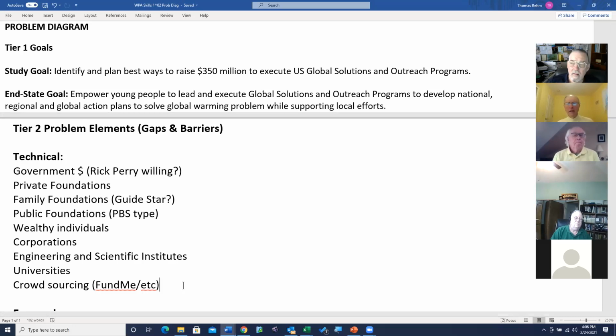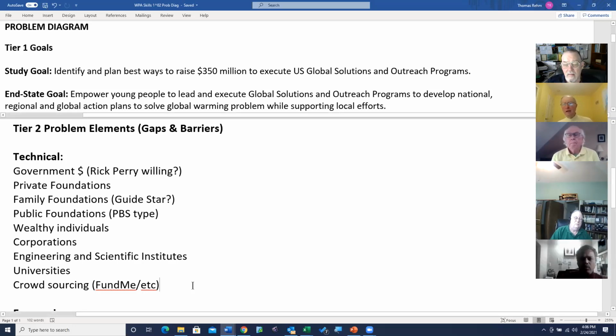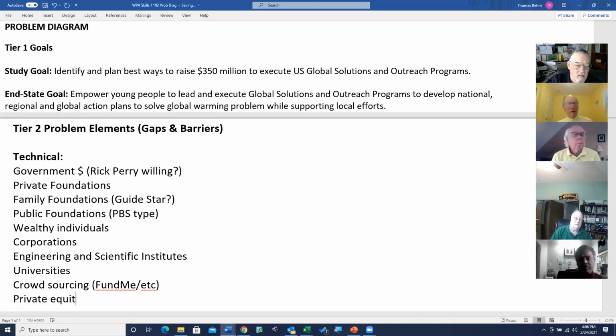Hey, Tom, I'll just put private equity, who are working on social change, climate change and things like that, and even endowments, which work on similar social issues. That may be covered under private foundations, like organizations such as Environmental Defense Fund and all those things. Okay.